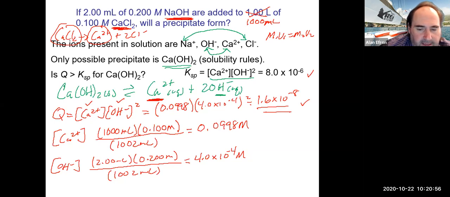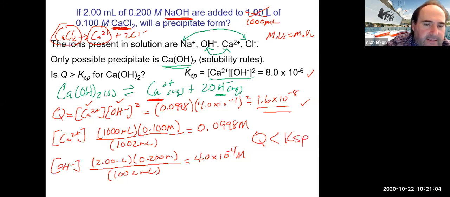So now that I have my Q value and now that I have my Ksp value, I want to compare them. And here I see that Q is less than the Ksp. And because Q is less than the Ksp, that means that it should shift towards the product side, and that's aqueous ions, and we would expect no precipitate here.